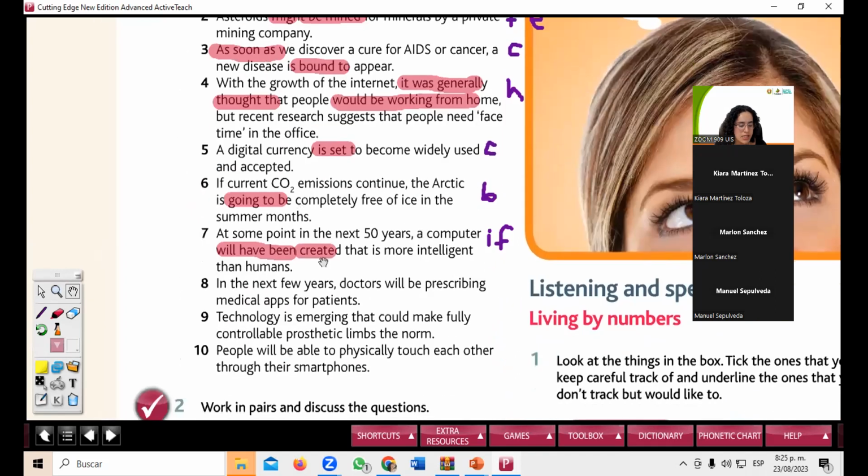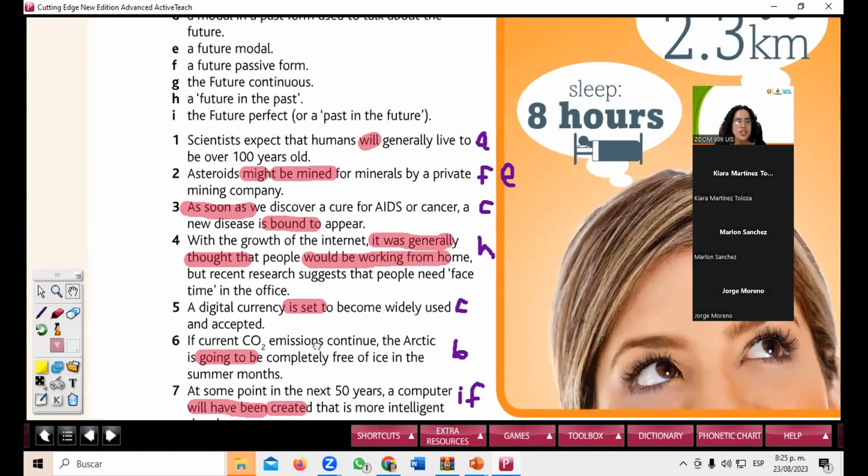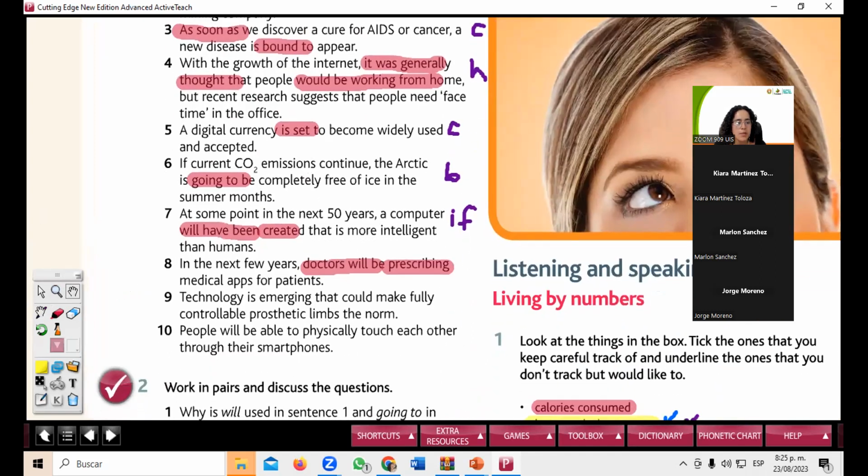Continue for ahead, number 8. Okay, teacher. Number 8. In the next few years, doctors will be prescribing medical apps for patients. Will be prescribing. Letter H? G. The letter is G. The future continuous. Will be prescribing. Yeah, this is letter G. Okay, thank you. Very good.